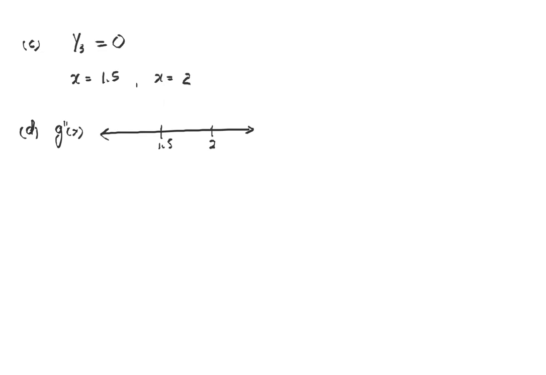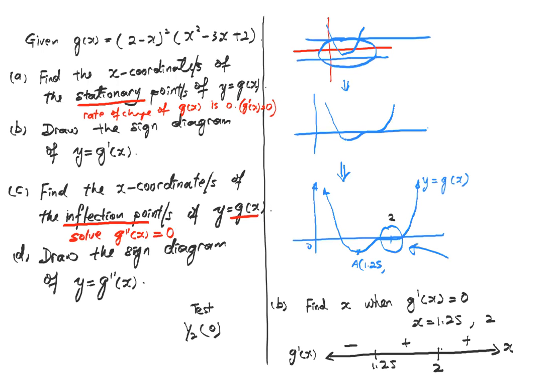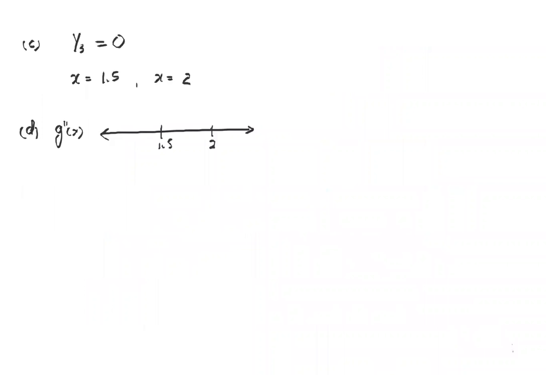And you have a look at this graph. It goes concave up, concave down, then concave up. Okay, you go back and imagine. So concave up, concave down, concave up. Okay, so there are two inflection points.